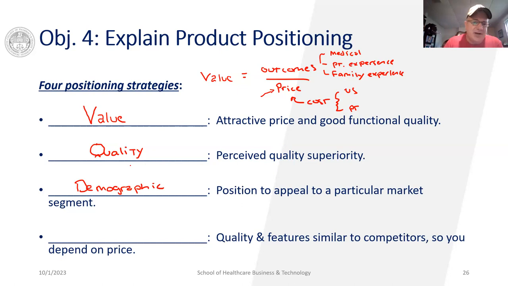And then there's a competitive strategy. If we have similar quality and features to our competitors, then we compete on price. We depend on price to help make us more competitive. So again, these are just four of many you can choose: value, quality, demographic, and competitive marketing strategies. And we have to look at value in healthcare slightly differently than others. It's very much the same, but we have different factors that go into it.